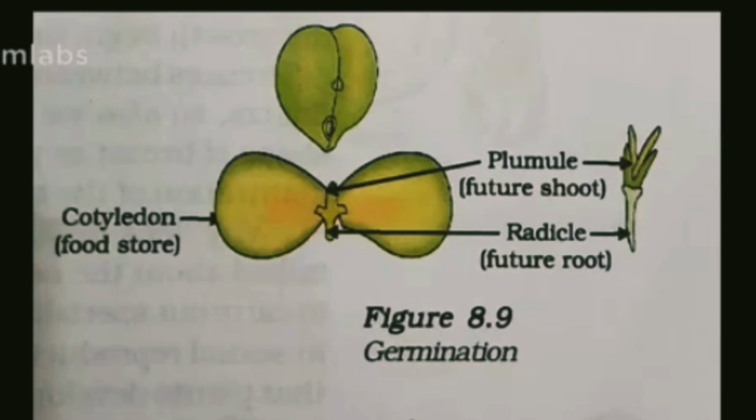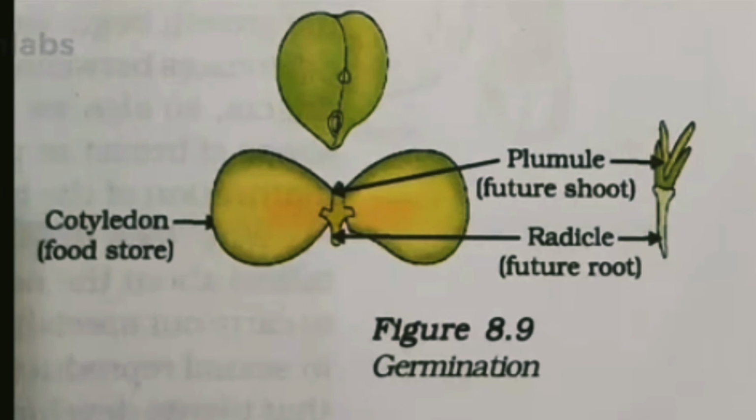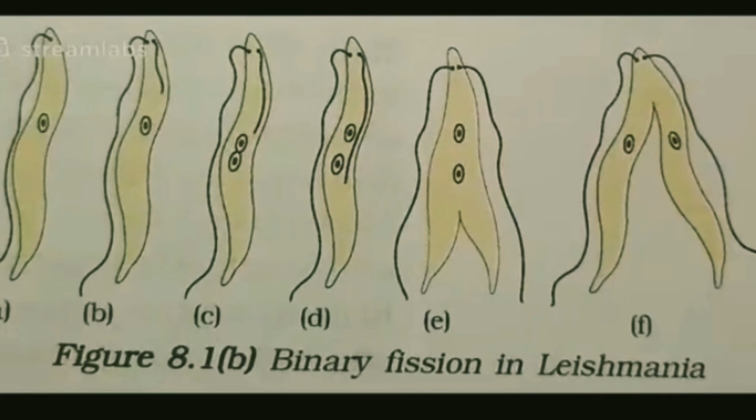As you see in the picture, the part which grows above the soil is known as plumule. Remember plumule. Plumule will develop as shoot system. The other one is radicle. Radicle develops as root system.